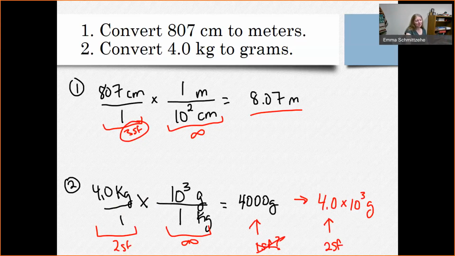So really, this 0 is significant, but the others are not. Okay. So that's why scientific notation can be good, because you're a little clearer about your sig figs.